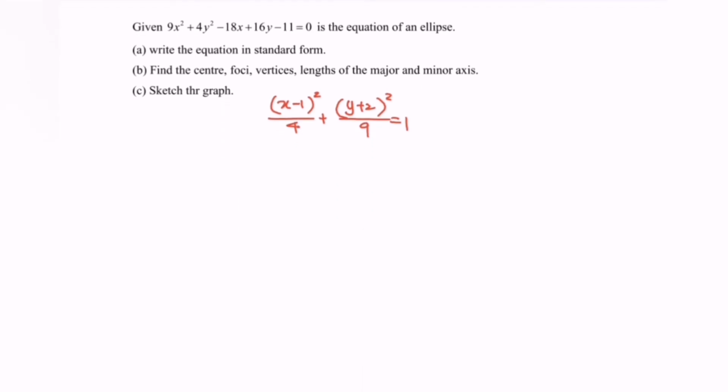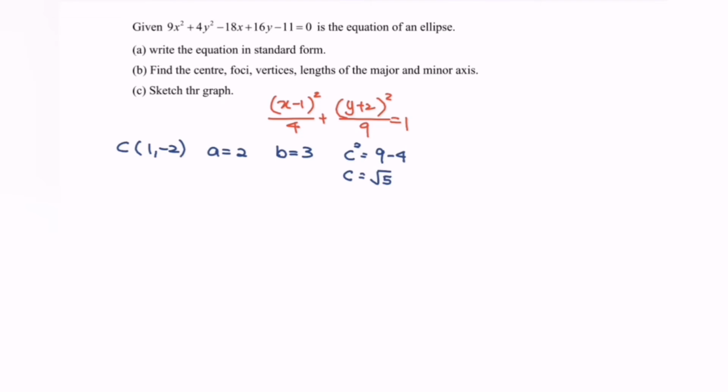Next, focus on B, where we have to find the center. The center of the ellipse will be 1, negative 2. The value of a is equal to 2. The value of b is equal to 3. And the value of c will be equal to the square root of 9 minus 4. So c will be equal to square root of 5.